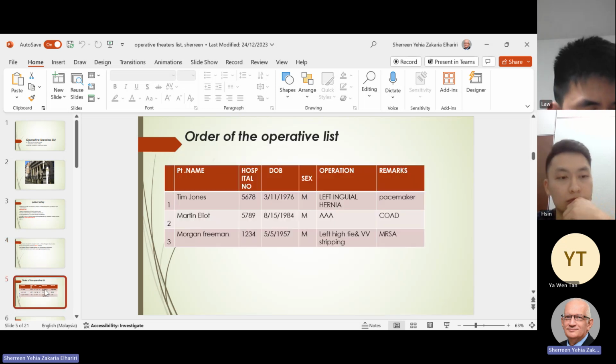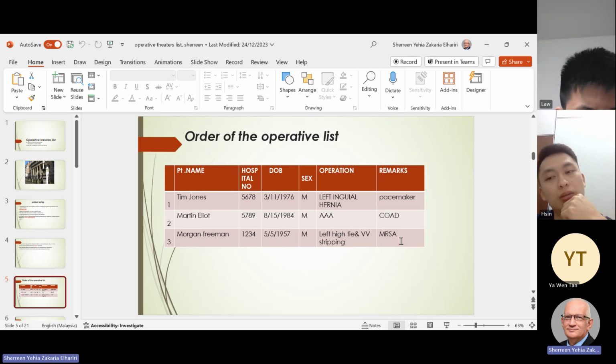So what happens in the exam? In the exam, we give you this list. We give you 1, 2, 3, with name, number, date of birth, male or female. In this case, we have left inguinal hernia, abdominal aortic aneurysm, and left varicose veins stripping and ligation. The first patient has a pacemaker, the second has COAD, chronic obstructive airway disease, and the third has methicillin-resistant staph aureus. All are male and I think old people.